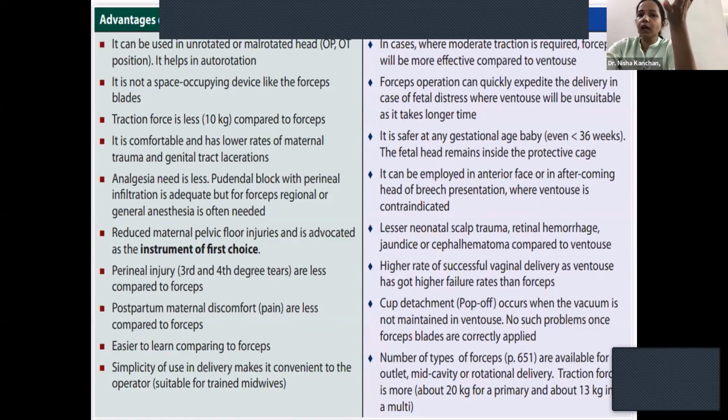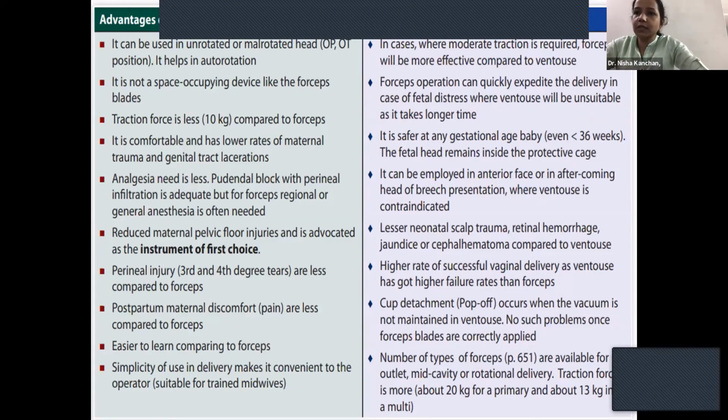So obviously the pain is less, easier to learn. When we teach our postgraduates, we teach them vacuum first and then we teach them forceps. Simplicity of use in delivery makes it convenient. Even in UK, nurses and midwives are using vacuums. You don't need an obstetrician to put a vacuum.